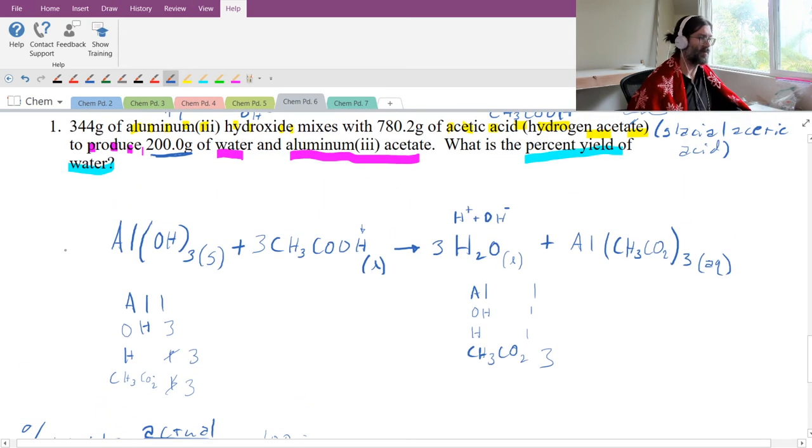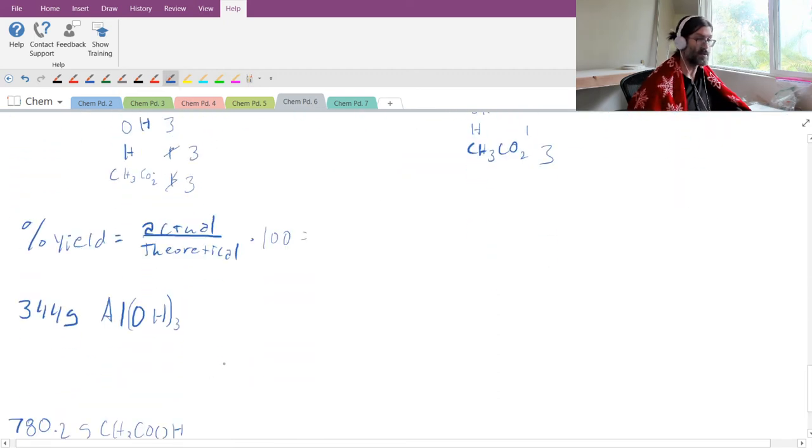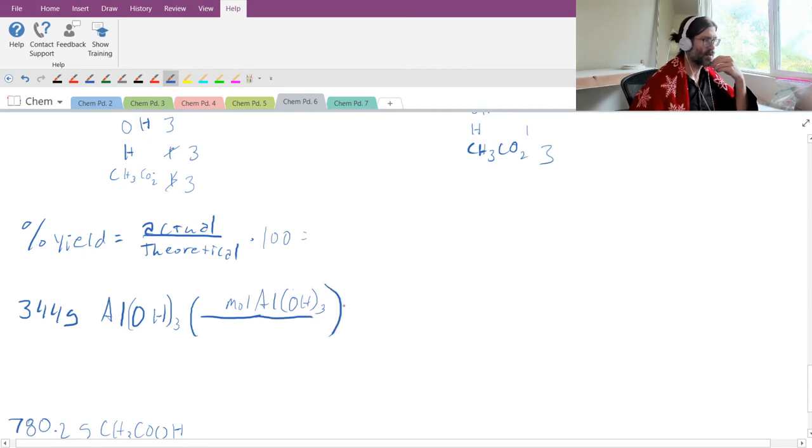What do we have to do? Remember that we have a mole ratio here. So we need to convert each of these from grams to moles. As before, we'll put the thing we're converting to on the top in the numerator, moles of Al(OH)3. Aluminum has a molar mass of 26.982 grams per mole.